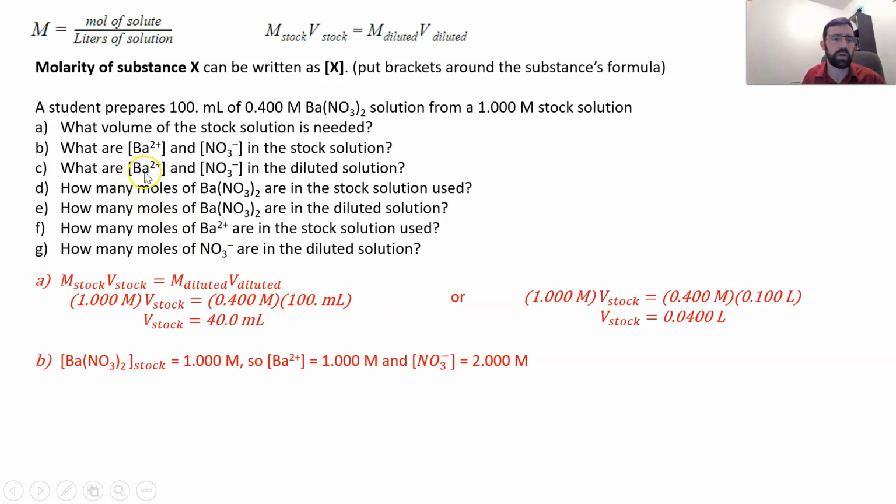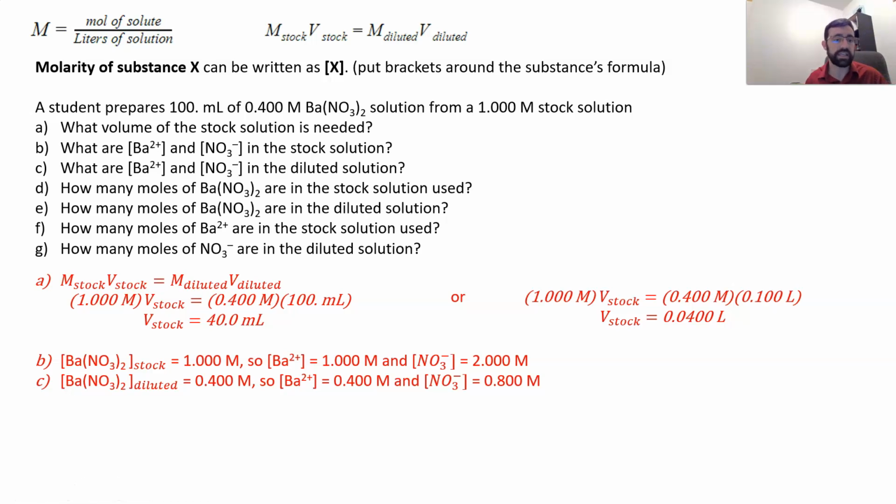Okay, part C asks, what are the concentrations of barium ions and nitrate ions in the diluted solution? So now we want to look at the molarity of our diluted solution. Barium is going to be the same again. Nitrate is going to be twice as much. So we get 0.400 molar barium ions and 0.800 molar nitrate ions because our molarity of the diluted solution is 0.400. Barium ions are going to be the same. Nitrate ions twice as much because of that subscript of 2.